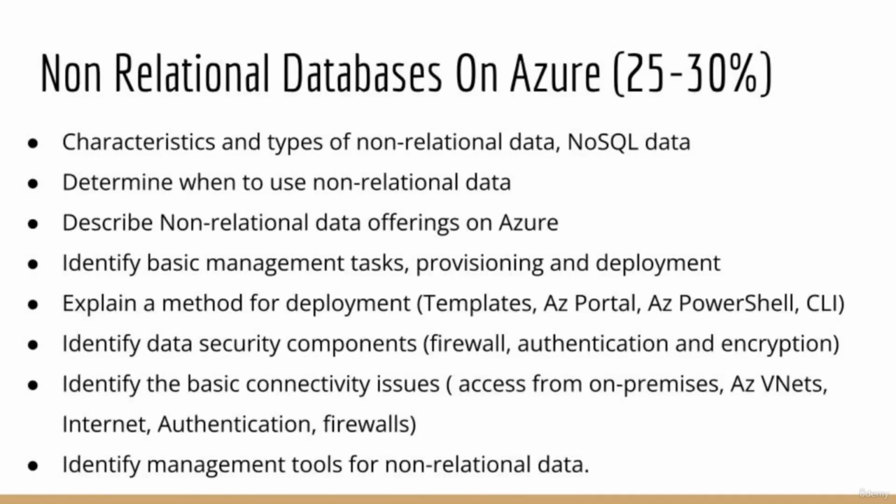The third topic in the DP-900 Azure Data Fundamentals is about non-relational databases on Azure. This section accounts for 25 to 30% of the exam. In this section, you should be able to describe the characteristics of non-relational data, the types of non-relational and NoSQL data. You should also be able to recommend the correct data store and determine when to use non-relational data. You should also be able to describe non-relational data offerings on Azure, identify Azure data services for non-relational workloads, describe Azure Cosmos DB APIs, Azure Table Storage, Azure Blob Storage, and Azure File Storage.